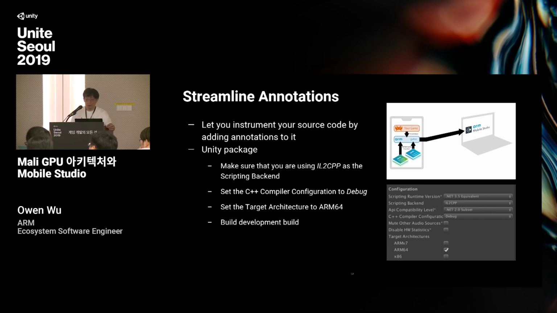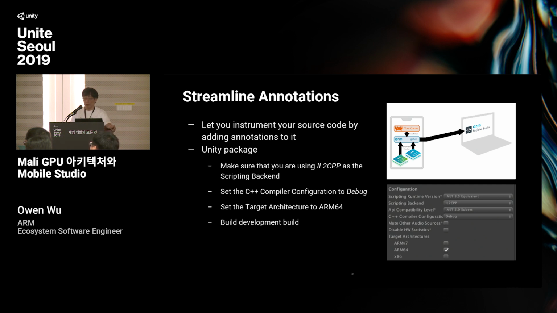Okay, let's talk about Streamline annotations. Streamline annotations let you instrument your source code by adding annotations to it. It is written in C++, and we implemented a C# wrapper, so developers can import it as a Unity package now. But to use Streamline annotations, you need some setup for your Unity project.